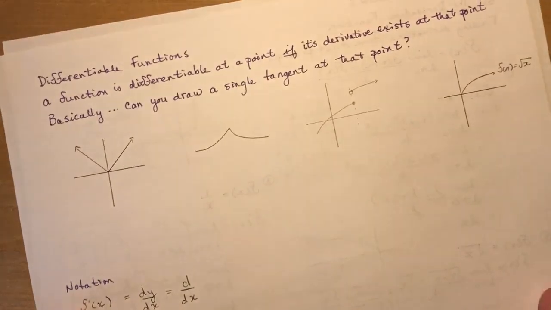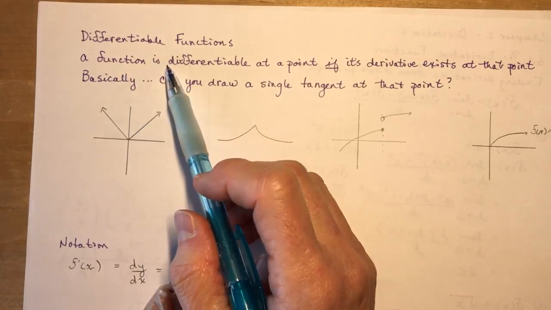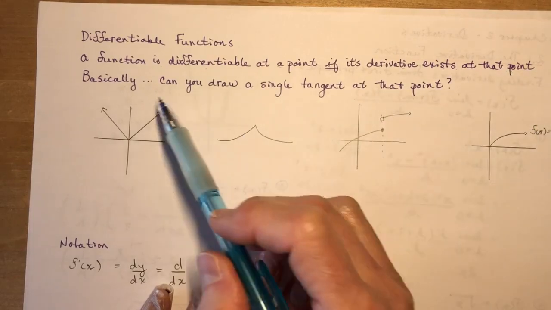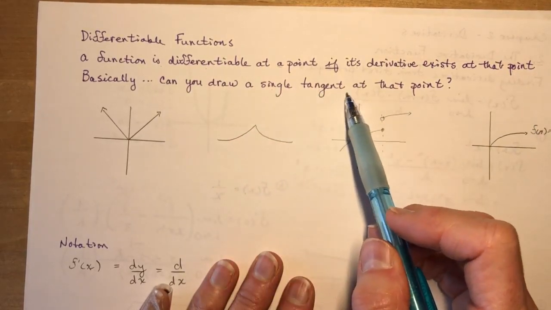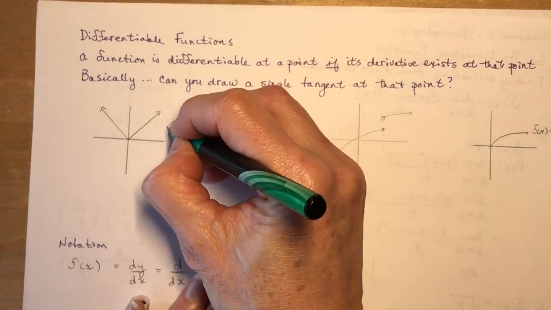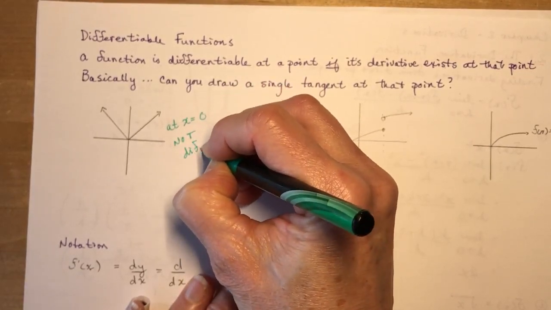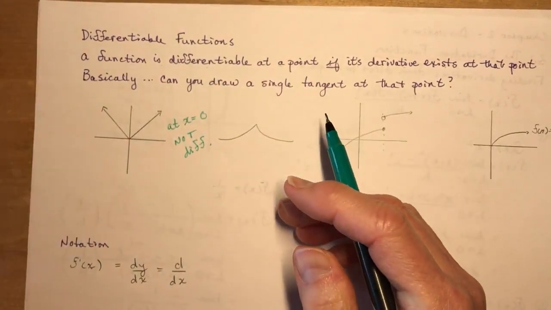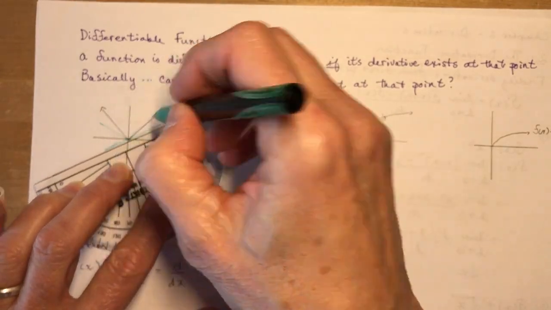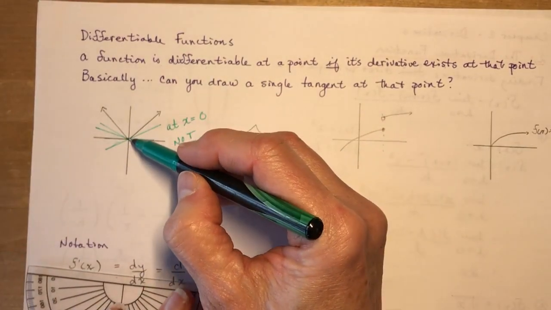The last thing we're going to talk about in this section is what is a differentiable function. A function is differentiable at a point if its derivative exists at that point. Basically, can you draw a single tangent at that point? So for instance, if we have the absolute value function at x equals 0, it is not differentiable. The reason is, I could draw a whole bunch of tangent lines here. At this point here, I could draw one like this, one like this, one like this. So there's an infinite number of them at that teetering point right here.